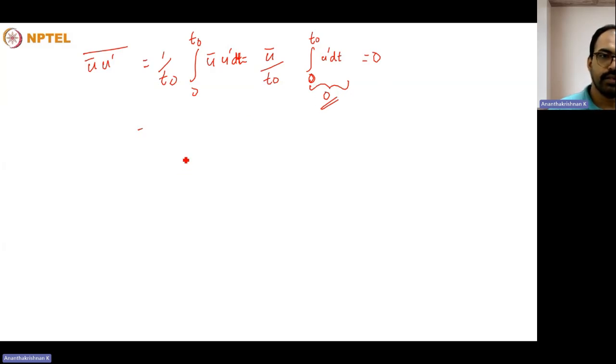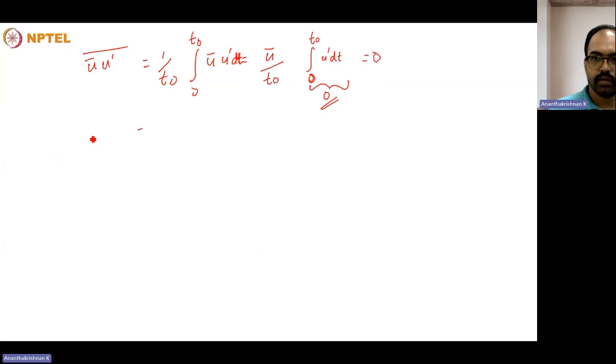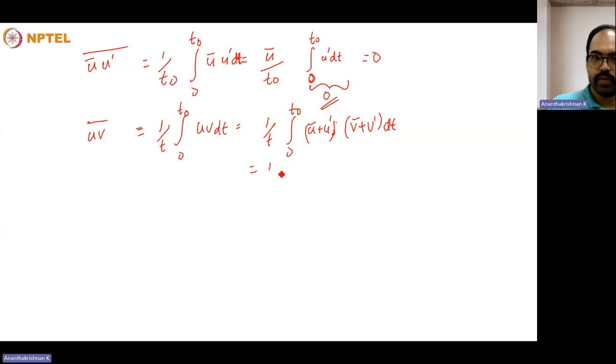Now coming to the third identity, that is the average of UV. The multiplication of U and V and the average of that, using the definition of time averaging, will be equal to 1 by T0 times the integral from 0 to T0 of (U bar plus U dash) times (V bar plus V dash) dt. So that will be equal to 1 by T0, using the multiplicative rule.